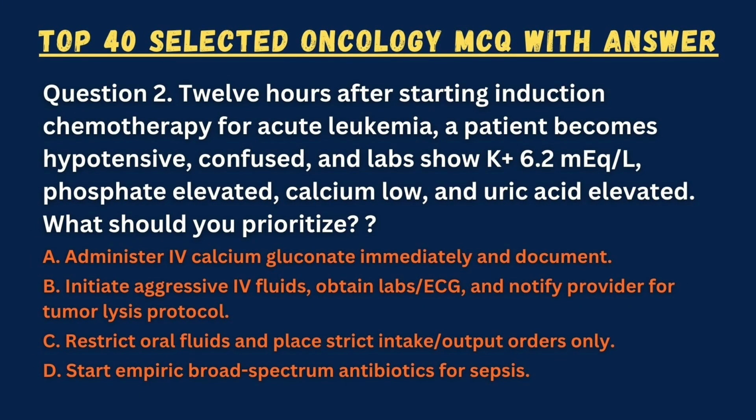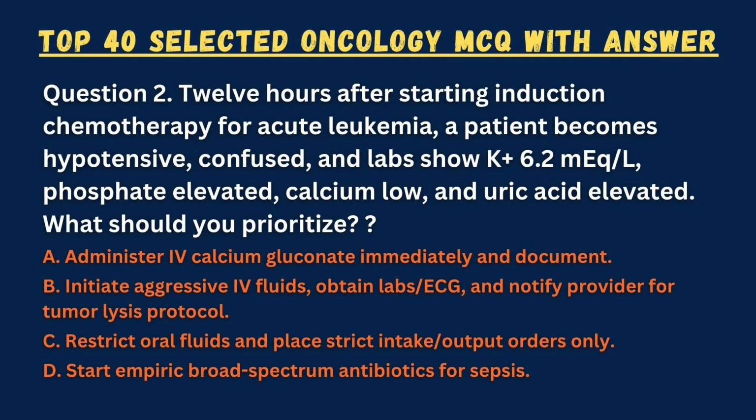Question 2. 12 hours after starting induction chemotherapy for acute leukemia, a patient becomes hypotensive, confused, and labs show potassium 6.2 milliequivalents per liter, phosphate elevated, calcium low, and uric acid elevated. What should you prioritize? A. Administer IV calcium gluconate immediately and document.